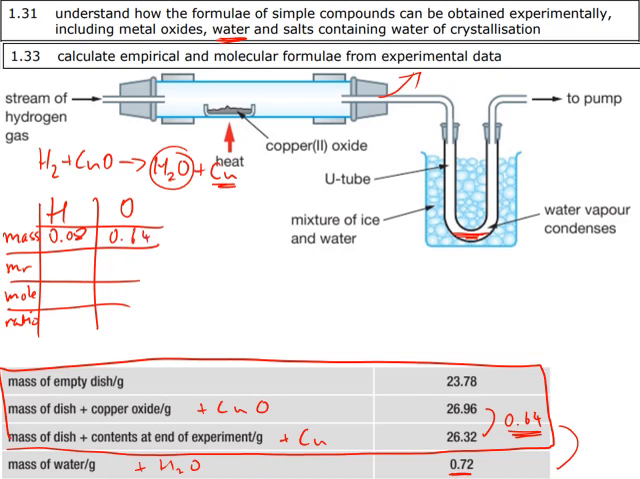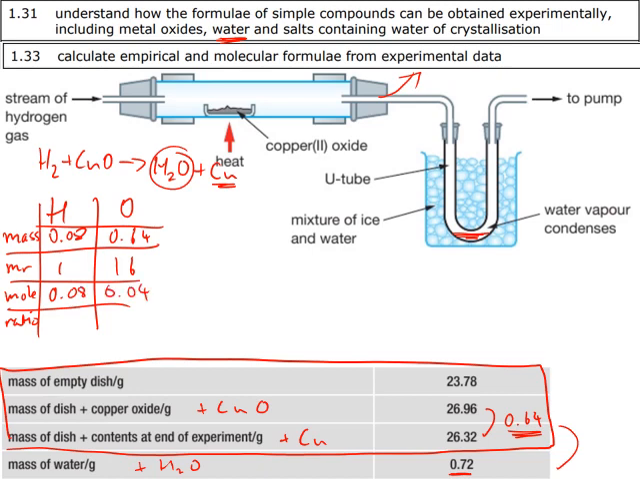And then again, this is exactly the same as what we've done last time. So from here, it's plain sailing. We've got 16 for oxygen. I'm not going to write down the equation. We just do 0.08 divided by 1. That's 0.08. And this one is 0.04.